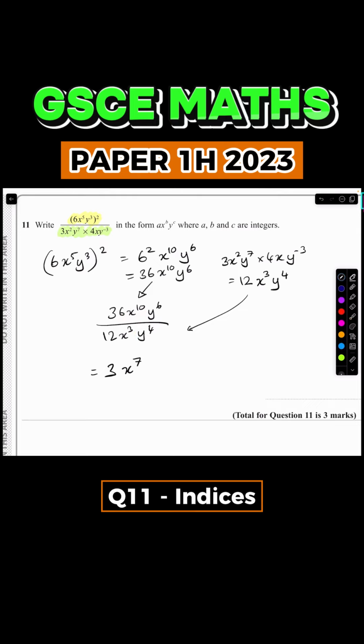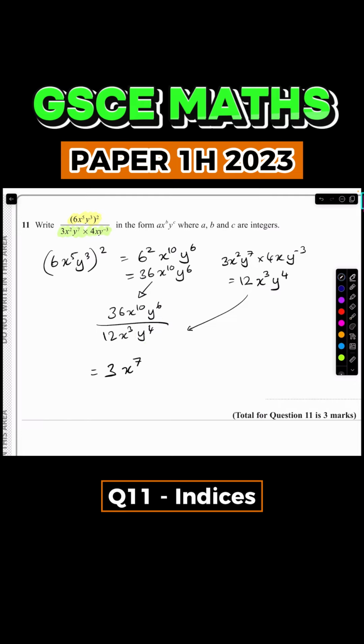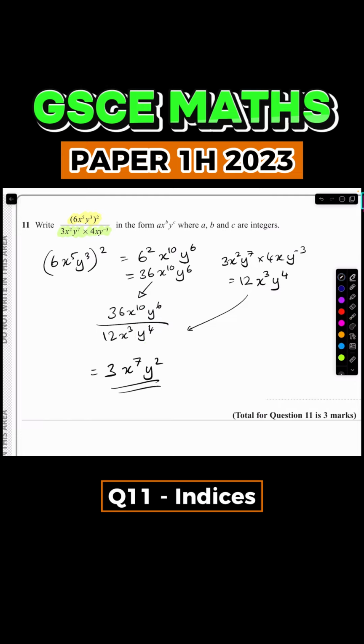And then you do the same thing for your y's. You do 6 take away 4. So that's y to the power of 2. And that's your final answer.